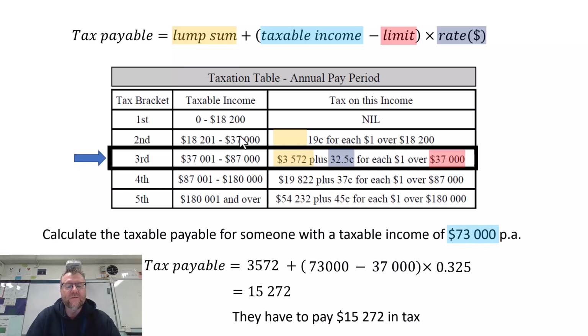Now, one thing to watch out for, if your row, like this second tax bracket, has no lump sum, then you just use 0 for your lump sum when you put it into your calculation. Or if they're in the first tax bracket and they earn less than $18,200, they don't pay any tax at all. All right, good job, well done.